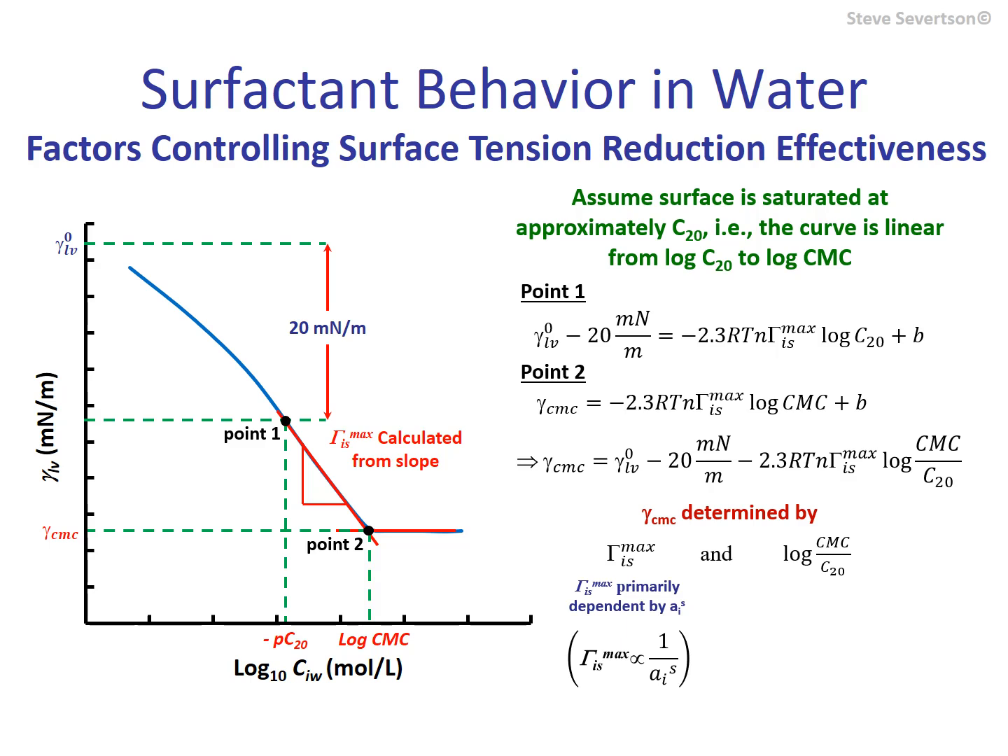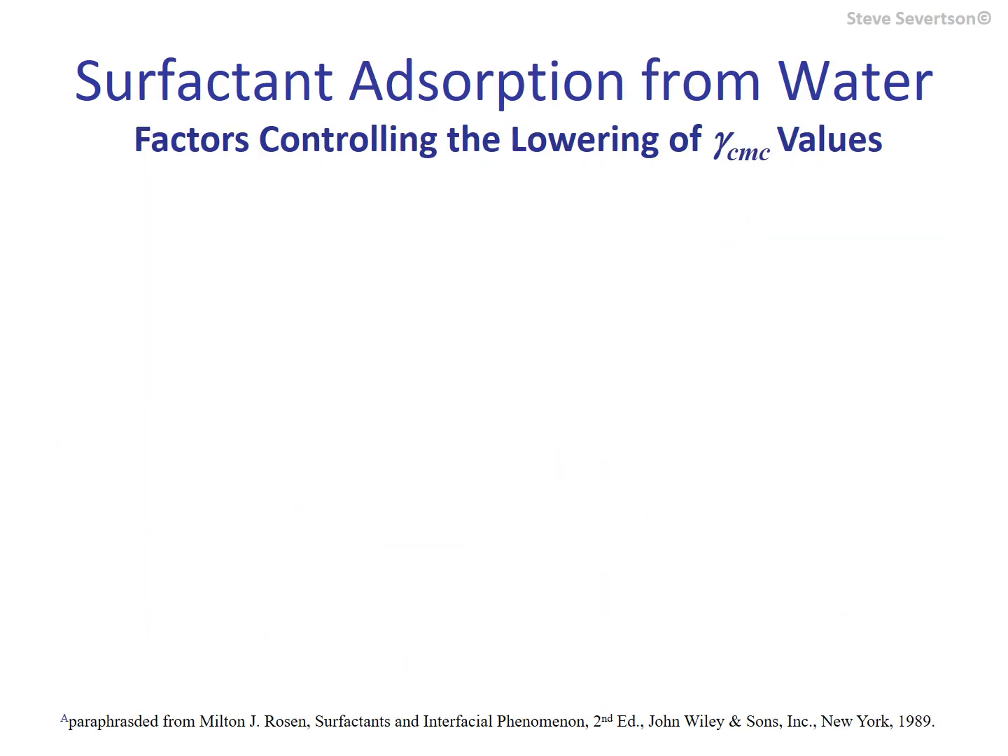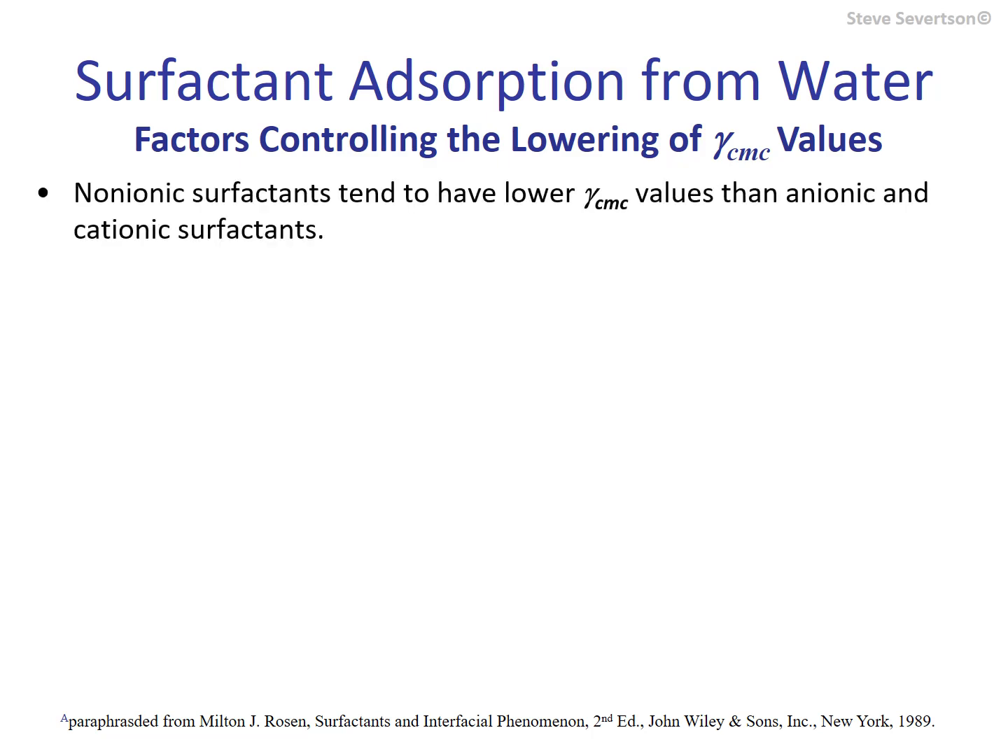First, anything that makes the head group or tail bulkier raises a surfactant's CMC, but does not significantly impact the C20. The other is that electrical factors such as changes in counterions or ionic strength influence the C20 more than the CMC. Let's use this analysis to explain a few generalizations reported that connect surfactant structures to their limiting surface tensions in water. Starting with the observation that nonionic surfactants tend to have lower gamma CMC values than anionic and cationic surfactants. This is due to their higher maximum obtainable surface excess concentrations, their gamma S max values, and their bulkier head groups.